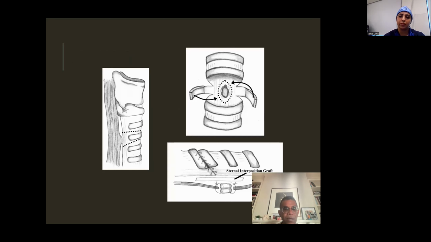And this slide demonstrates schematically what is done, with a transection of the fistulous area of the trachea used to repair the esophagus, and then the trachea directly anastomosed in an oblique fashion.